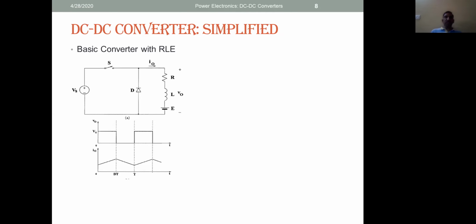So let us consider the first interval when the switch is closed. The load is connected to the source, and the load, inductor and battery all are getting powered from the source. So some voltage is dropped across the resistor, which is the load voltage, but the inductor is in series. So the voltage across RLE will be the load voltage. So I0 into R is the dissipation across R, L di by dt is the inductor voltage, and E is the battery voltage.